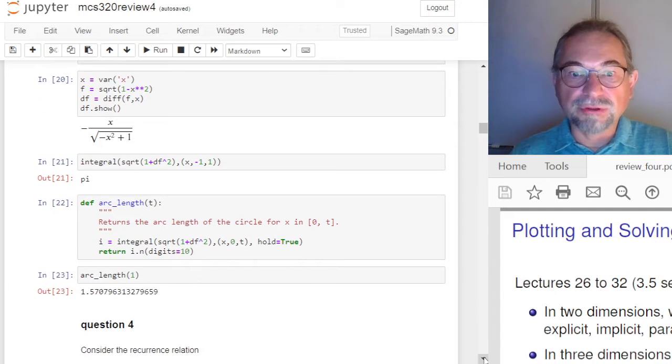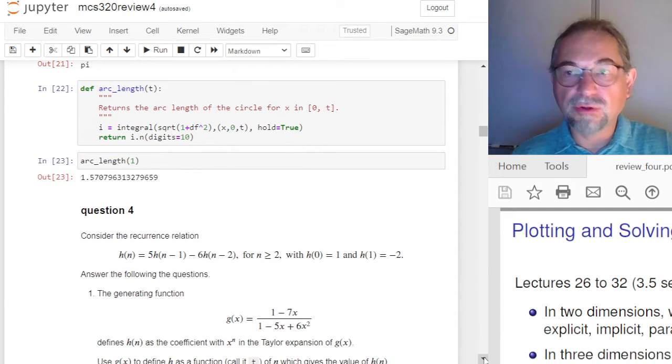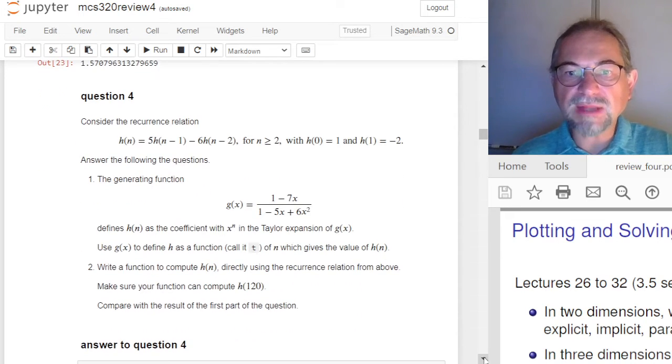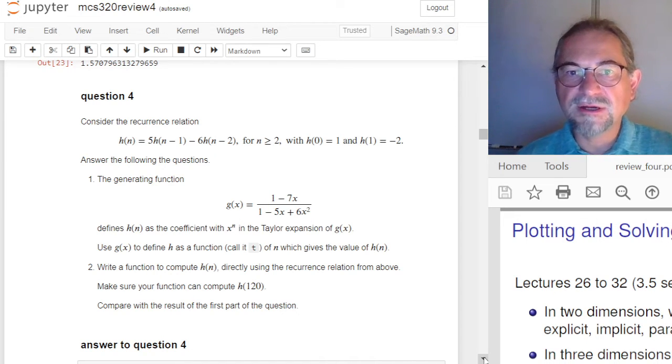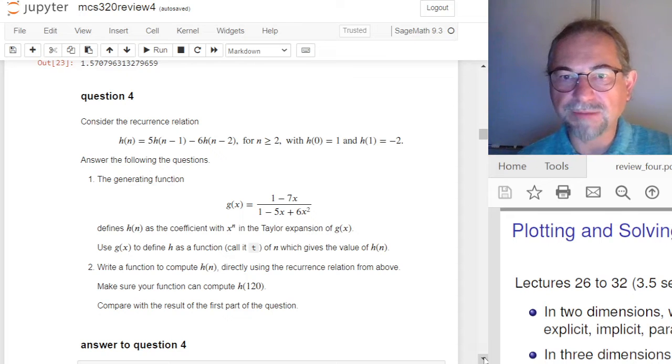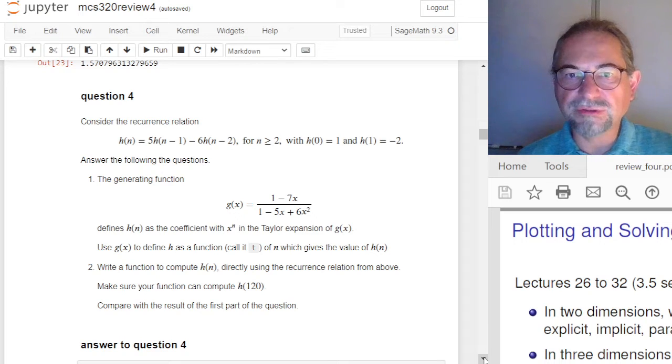This is the calculus part. Let me now go while we continue with calculus. And also here, this is a very nice review question in the sense that it combines different things. So we have a recurrence relation for some numbers, and they can be defined by the Taylor expansion of a generating function. So you can define that function via the Taylor series on the generating function. So that's what the first part does.